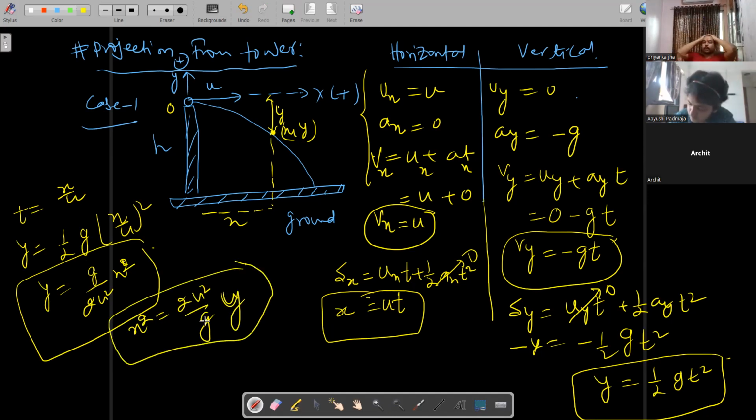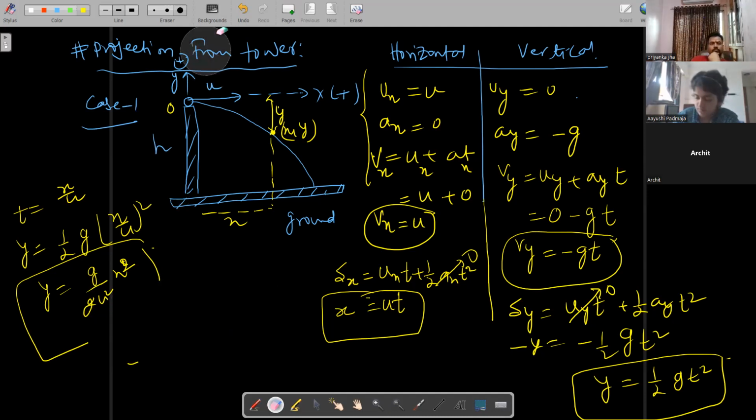So this is the path equation of trajectory. This is also parabolic, na? Understood? So if you throw any object, there is no need to remember this formula because if you understand the mechanism behind it, you can always derive it within a minute. Note it down.